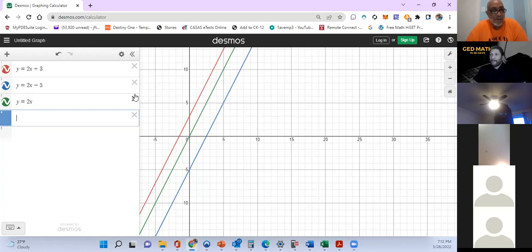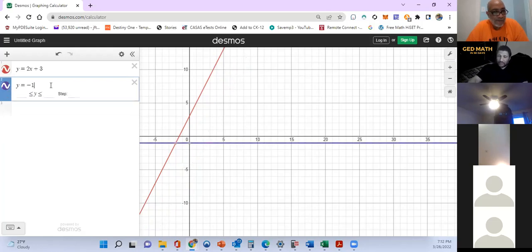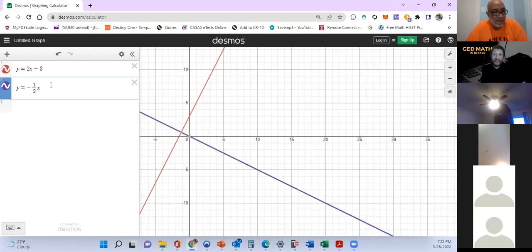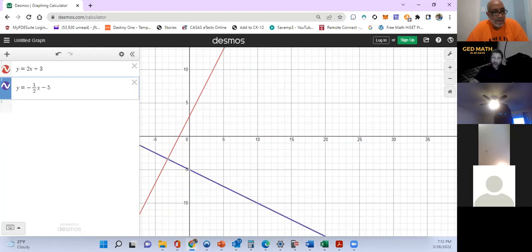Okay, now let's look at perpendicular lines. Y equal, I'm going to flip 2/1 to 1/2, because 2 is the same as 2/1. If I flip it, it becomes 1/2, and if I change the sign, it becomes negative 1/2. So now, when those 2 lines cross, they form a 90-degree angle.